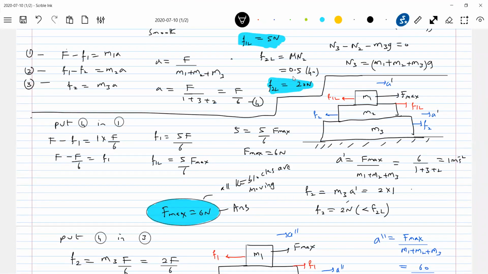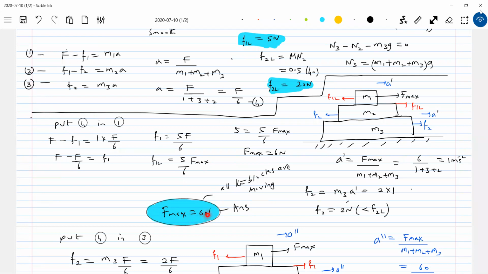If you apply a force on 3 blocks, there are 2 surfaces. So to get that maximum force, you are going to assume limiting friction acts at one surface, and at the other surface static friction acts. Then get the answer. So solve the problem. 6 Newton you got.